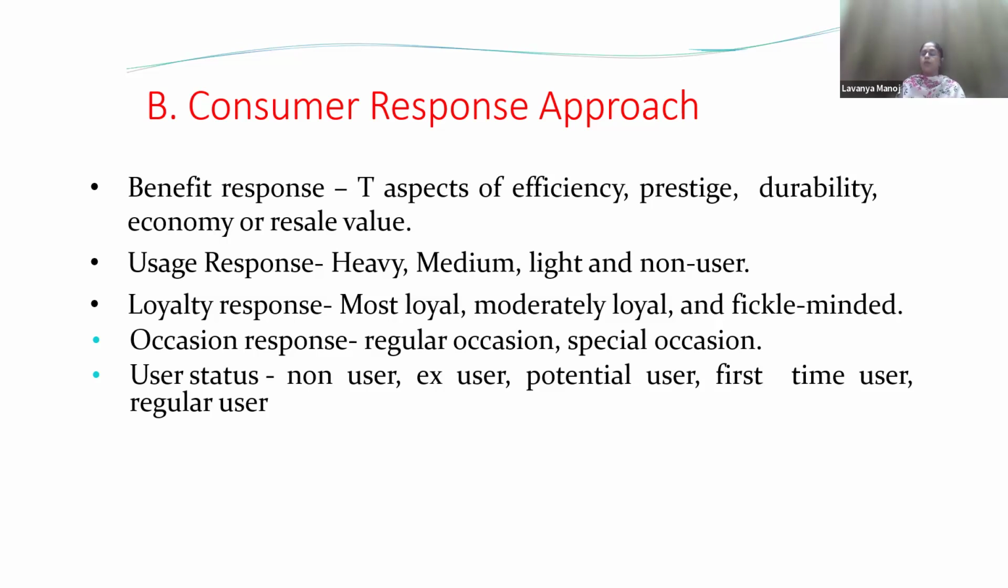And then occasion response. So how regularly the product is used, only for a special occasion, or for which occasion the product is being bought. And user status. So non-user, ex-user, potential user, first-time user, regular user. So whether the customer is going to buy the product for the first time, or has already tried the product, or is a potential user who may be buying it if he or she comes to know about the usage and the price of the product. So these are the potential customers, the user status.